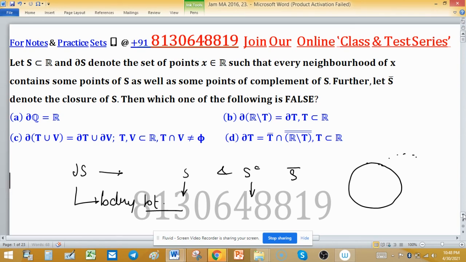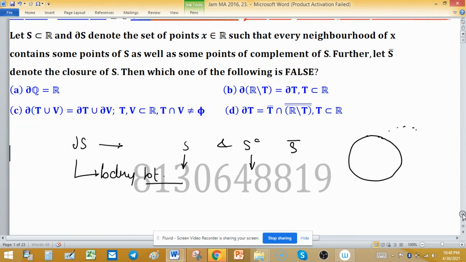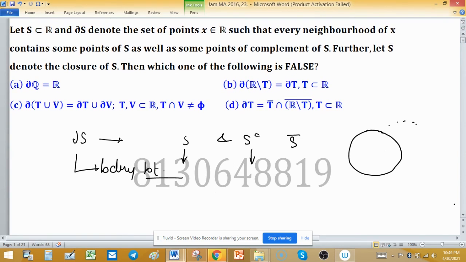So we have to check each statement one by one, and remember one point: if a statement is true, then it is always true. If it is false, then it is always false. Means if a statement is particularly true, that means it is true. If particularly false, that means it is a false statement.